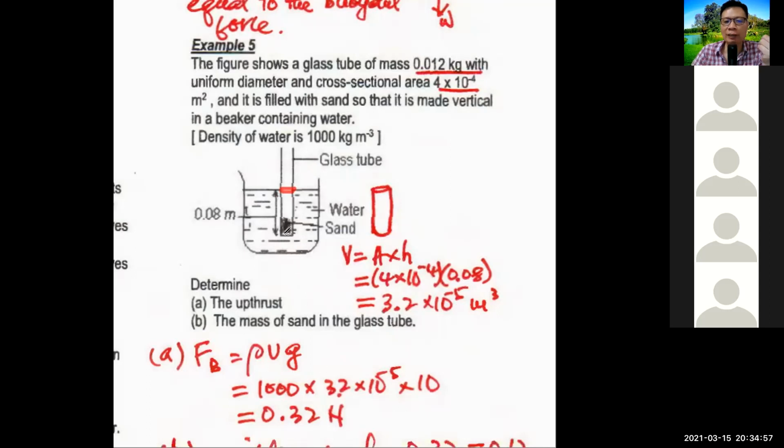So this buoyant force of 0.32 is actually supporting the whole thing, the sand and also the glass tube. Two things. The 0.32 supports the sand and also supports the weight of the glass tube. So now the next question, they ask you to find the mass of the sand. How to find the mass of the sand? Think of it, everyone.